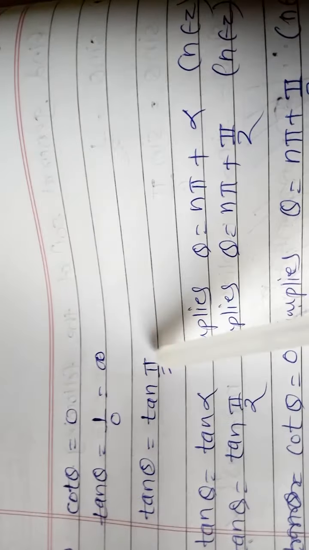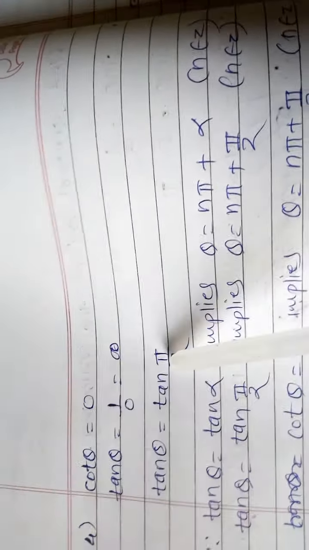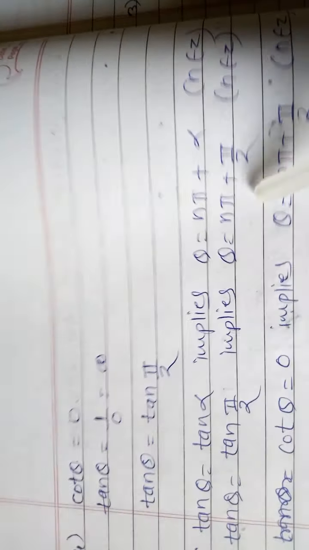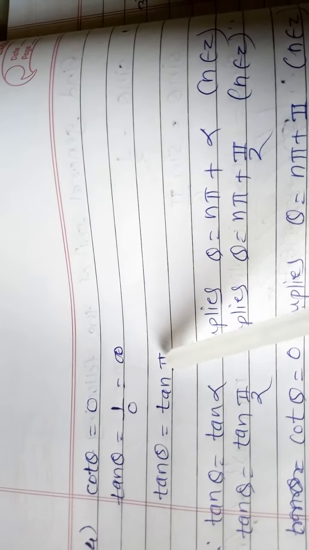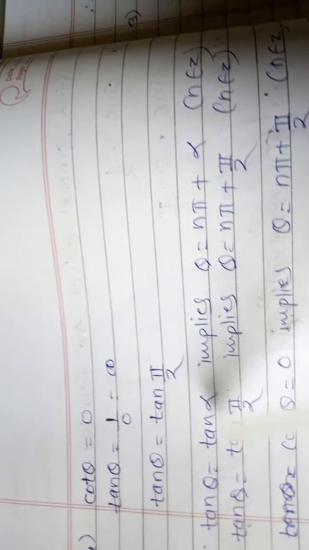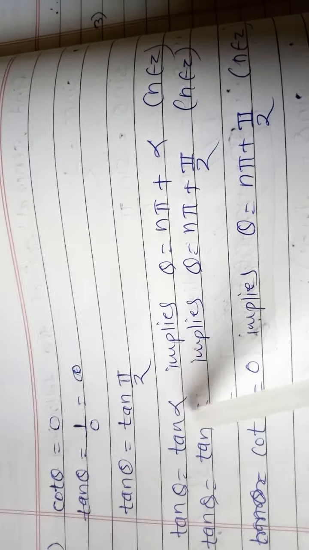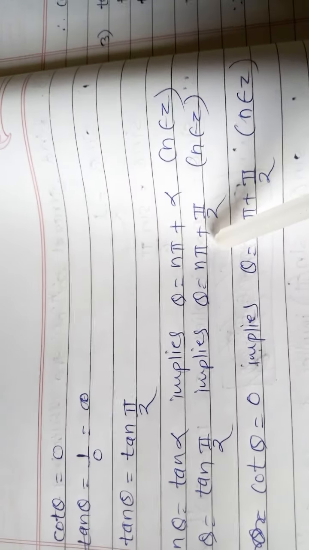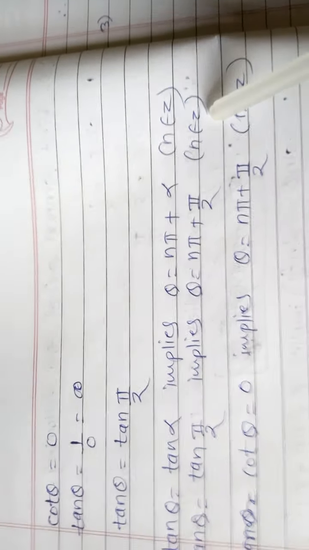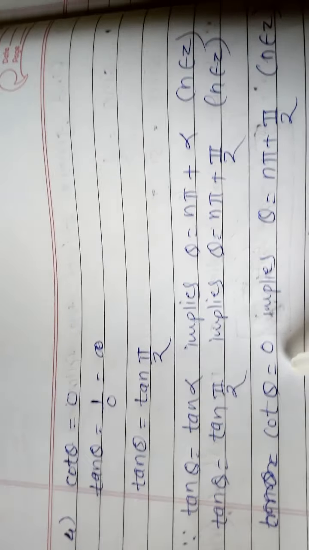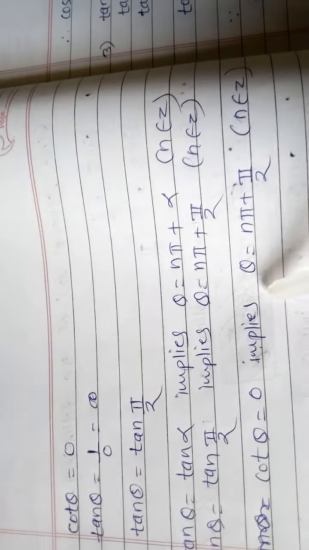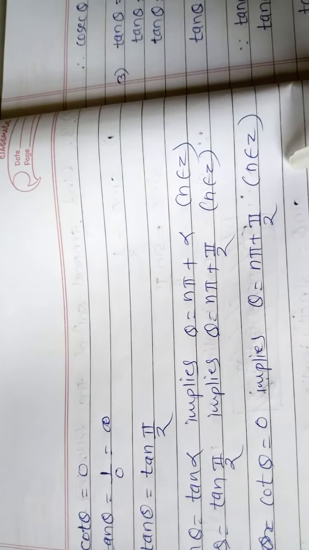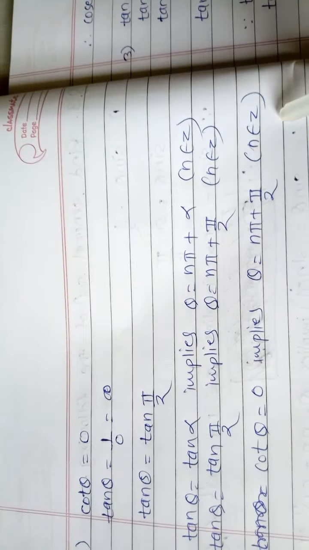So tan theta is equal to tan pi by 2. Again we have to compare this with the table, and we get tan theta is equal to tan alpha implies theta is equal to n pi plus alpha. Now comparing these two equations, we get the value of alpha is pi by 2. So tan theta is equal to tan pi by 2 implies theta is equal to n pi plus pi by 2, where n belongs to z. So cot theta is equal to 0 implies theta is equal to n pi plus pi by 2, where n belongs to z.